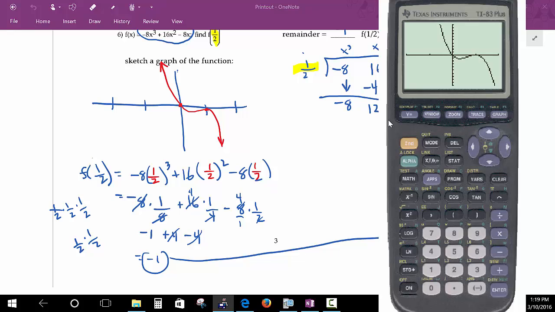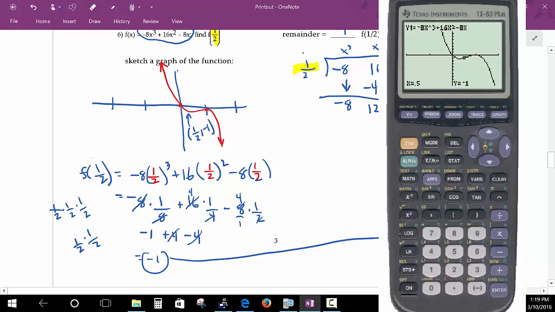If you type the trace button and you put in 1/2, so you just go trace and then 1 divided by 2, look what comes out, -1. That's what we found. It turns out when you do synthetic division on a polynomial, you can find the value of the function. So when x is equal to 1/2, you end up getting this point. You might also write a little note to yourself that that's (1/2, -1). That's what the remainder theorem is.